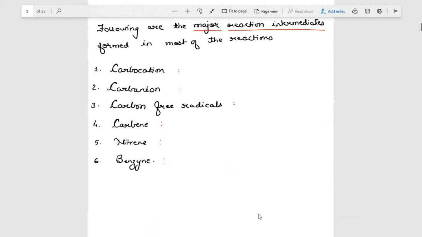And out of these six, if I were to conclude, they cover almost 90% of our reactions, and the rest total about 10%. I may be still very humble in presenting this representation. 90 is to 10. It could even be more than 90 for carbocation, carbanion, and free radical reactions.